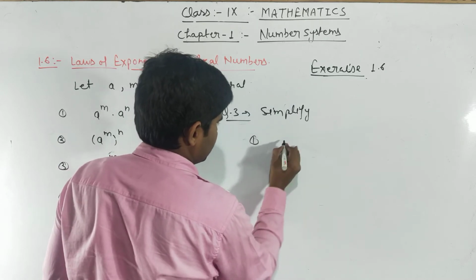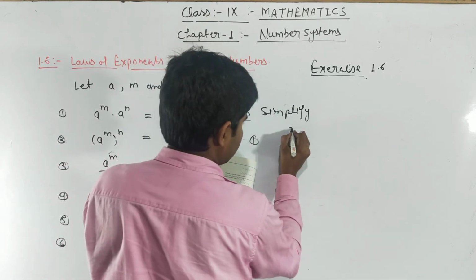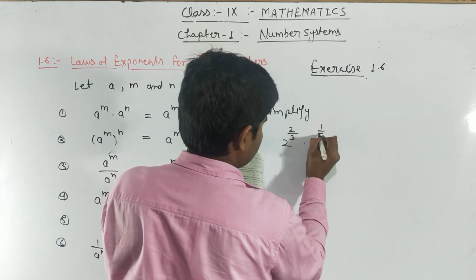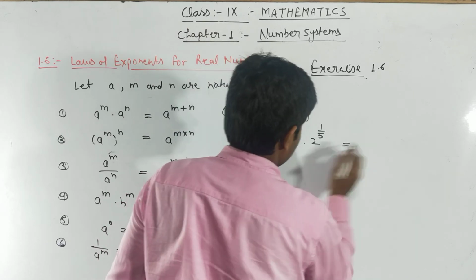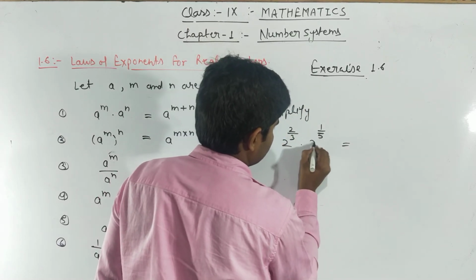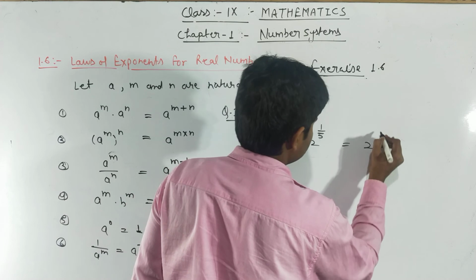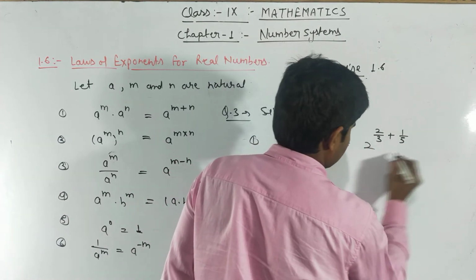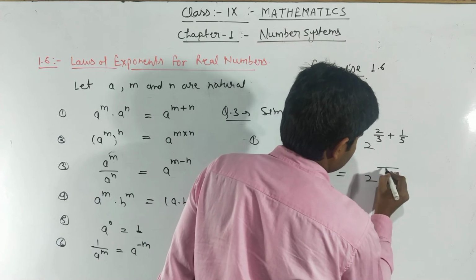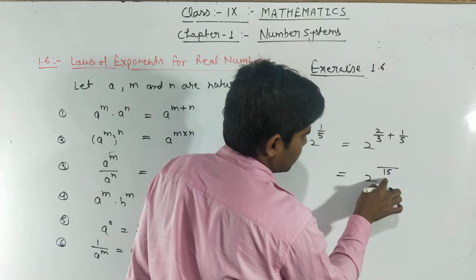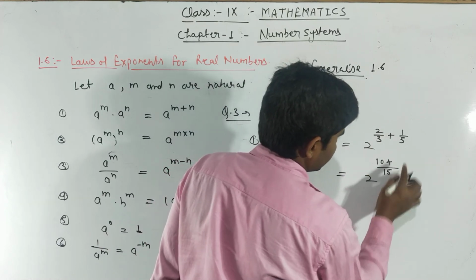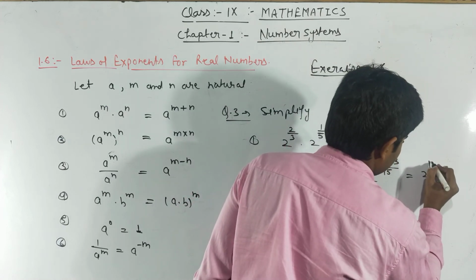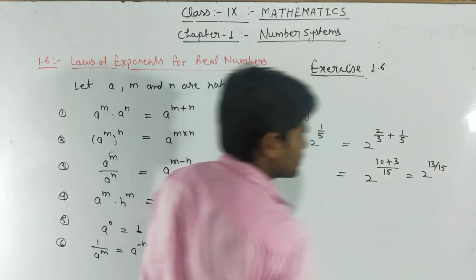First one: 2 raised to the power 2 by 3 into 2 raised to the power 1 by 5. So here bases are the same, then exponents will add: 2 by 3 plus 1 by 5. Simple. LCM 15: 3 fives are 15, 5 twos are 10, plus 5 threes are 15, 3 ones are 3. Simple. 2 raised to the power 13 upon 15, answer.